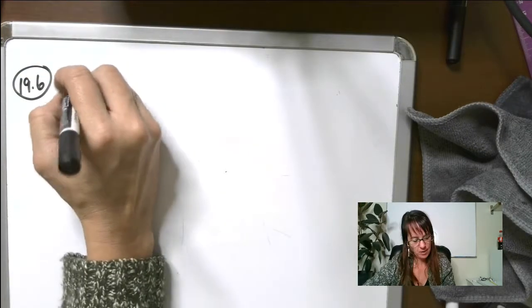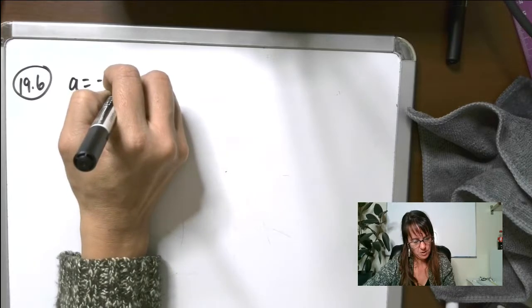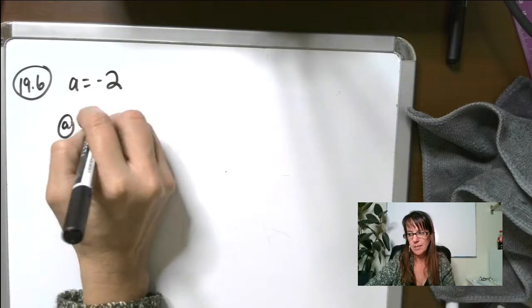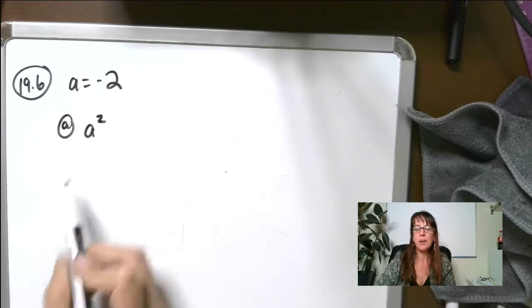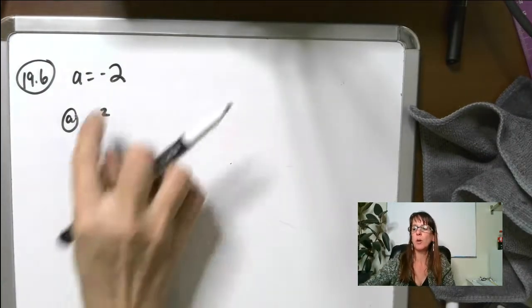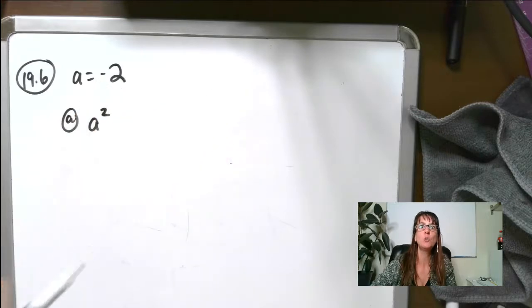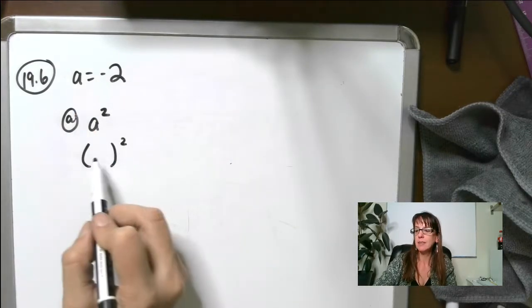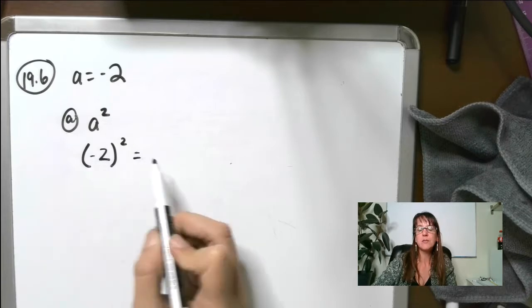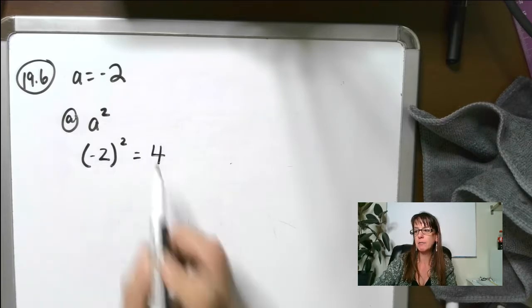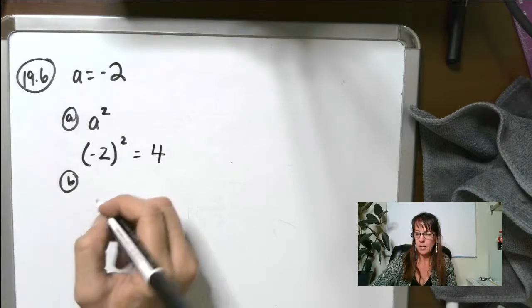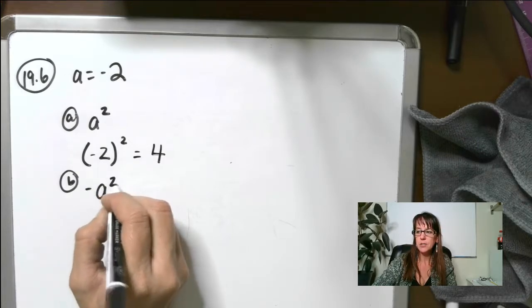If A equals negative 2, what is the value of the following? So here's A squared. If A equals negative 2, guys, if you are plugging in a negative number, use your parentheses. Parentheses squared means negative 2 times negative 2, which is going to be positive 4. Positive 4.